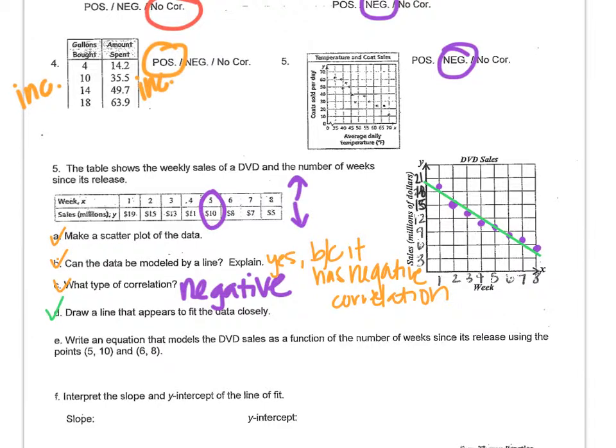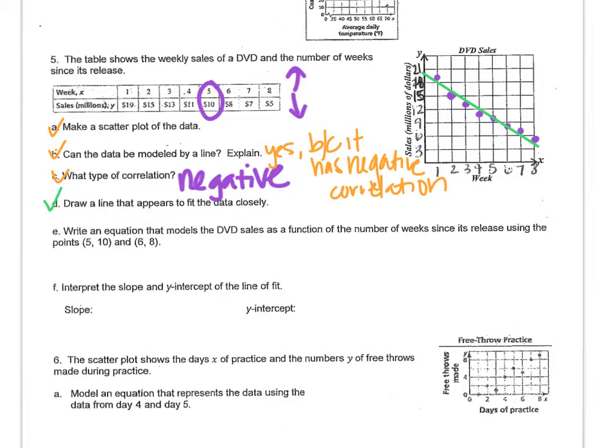So that's done. So part E asks us to write an equation that models the DVD sales as a function of the number of weeks since its release using the points 5, 10. So this is where we're going to start using the calculator. So I'm going to make a note of this, calculator.